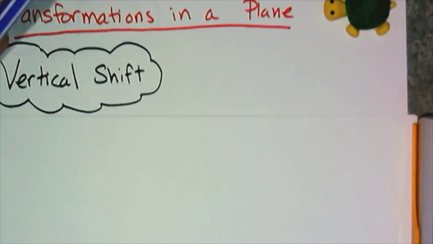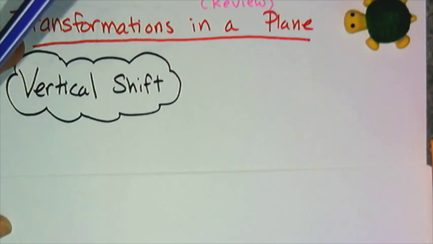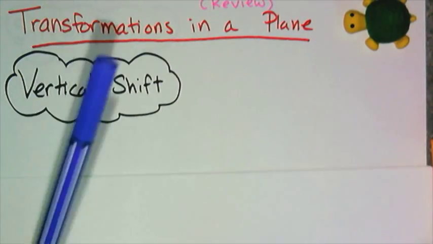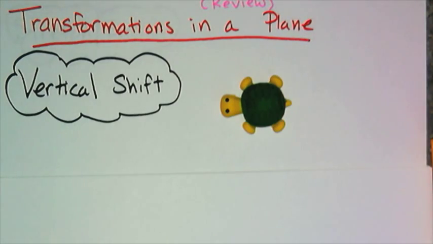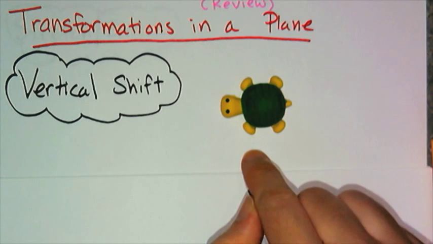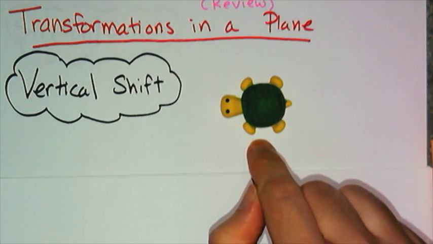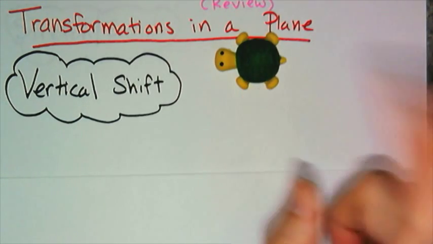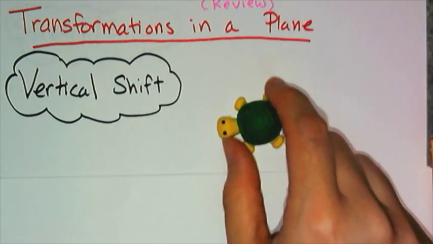the vertical shift. A vertical shift happens for a function when all of its y values are increased or decreased by the exact same amount. So let's say this turtle is a relation, and all of his y values are something. If I want to shift the turtle up 5 spaces, I need to take all of its y values and add 5, and then the little turtle moves up, right? And similarly, if I want him to move down, subtract from the y values.